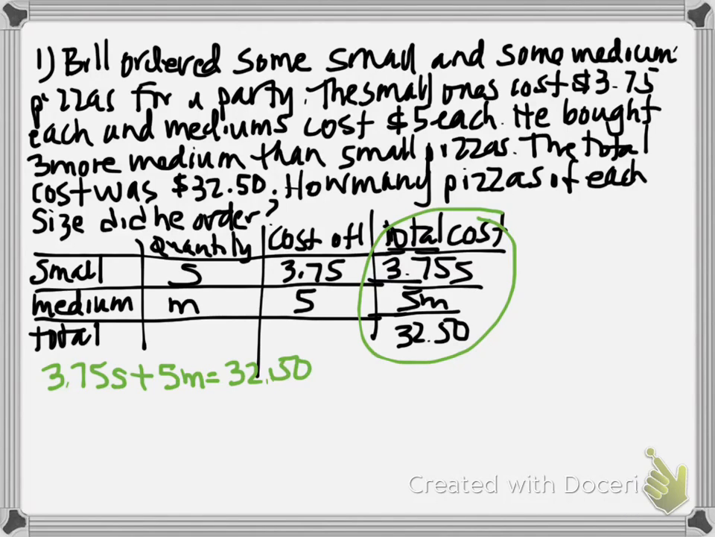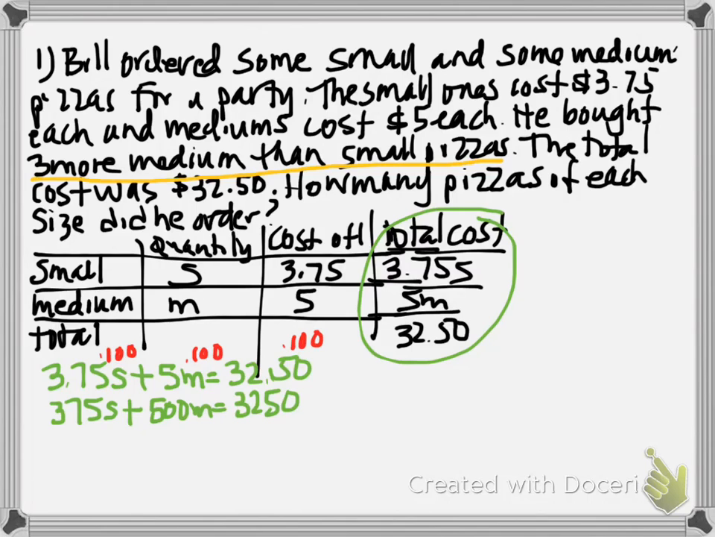Now, just to let you know, I tend not to like to deal with fractions, so I'm going to get rid of them, and I have to multiply by 100 to go around the 2 decimals, making this equation 375S plus 500M equals 3,250. Now, there was a second sentence that talked about the small and medium pizzas, and that was this one right here. He bought 3 more medium than small pizzas.